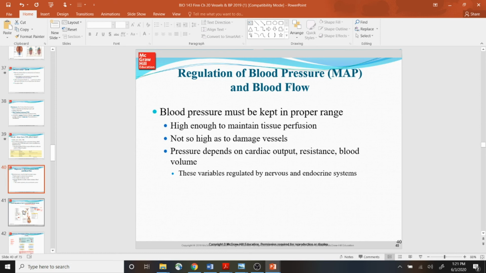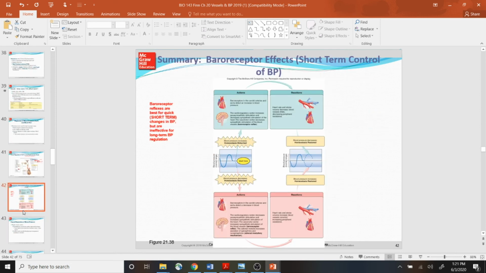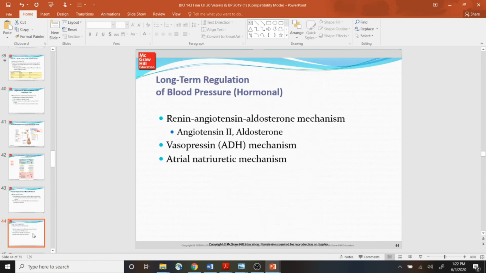Now we're going to look at what we call short-term regulation, which is the baroreceptor effect. This is quick changes in blood pressure, meaning minutes to seconds. If you're in a recovery situation after exercise, your blood pressure changes rather quickly. If you exercise and your blood pressure and heart rate elevate, it doesn't take 3 hours or 3 days for your blood pressure to get back to normal. Now, we do need longer term regulation of blood pressure. This would be hours to days.